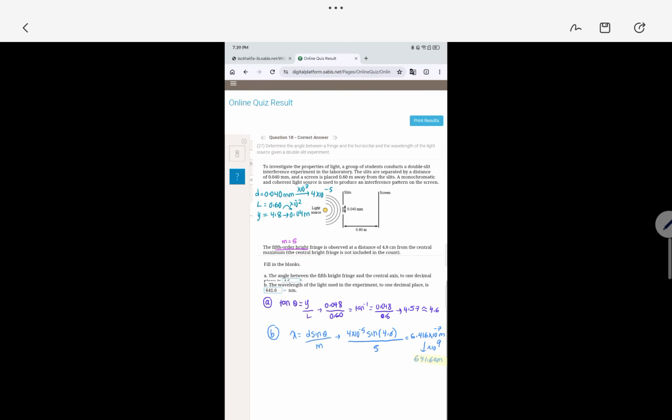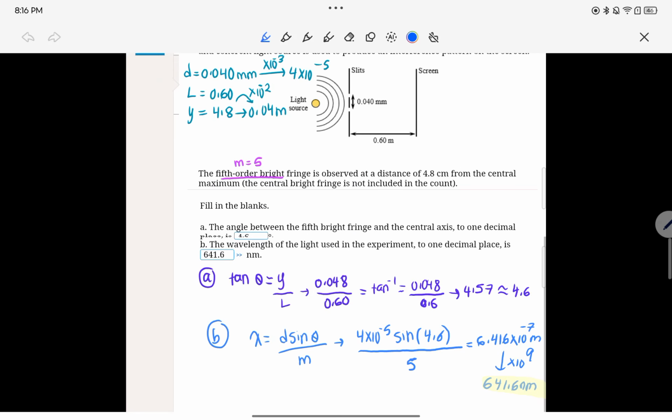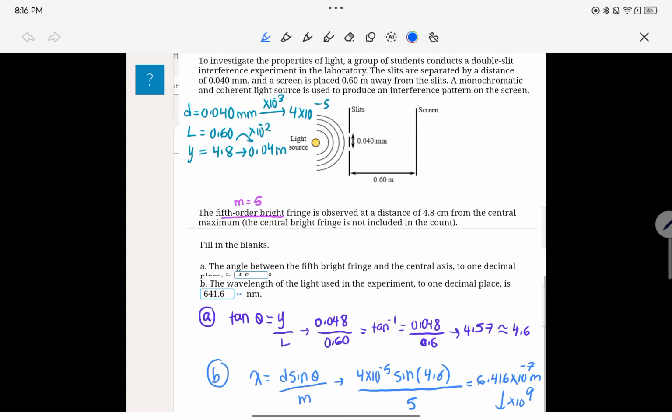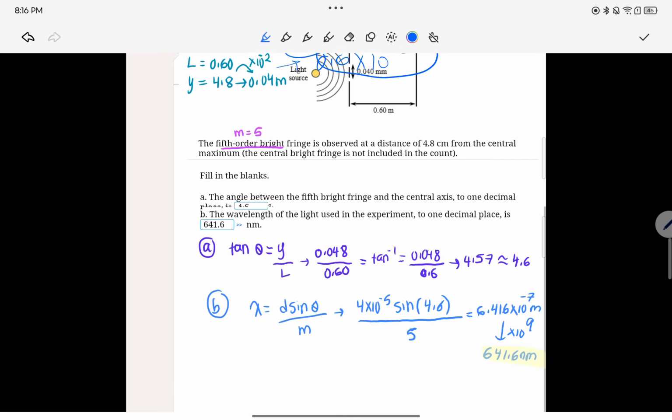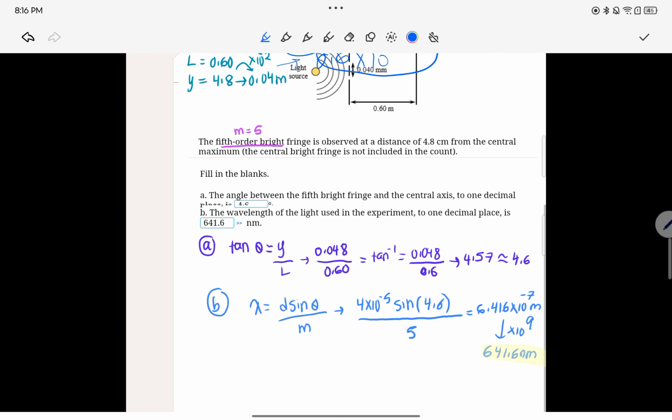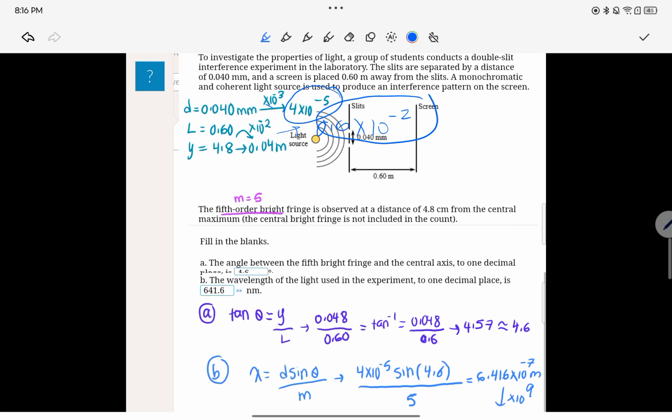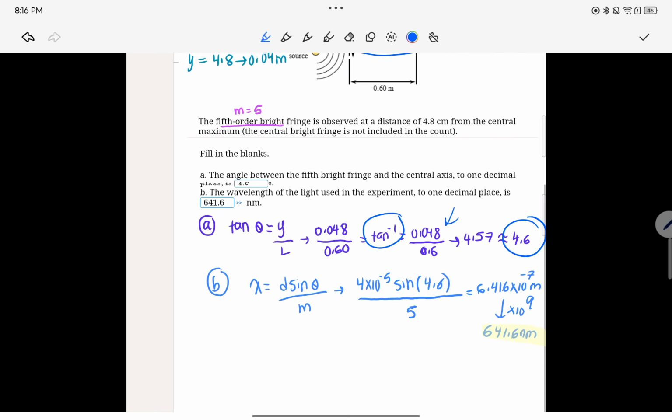This question, it came before copy paste. So you have to convert them. This I forgot to write it here, but it's gonna be, I think, 0.6 times 10 to the power of negative 2. Okay, you solve it, you put tan y over L. Okay, you do this, and then you put on the calculator shift tan. You get this. You get it approximately 4.6.